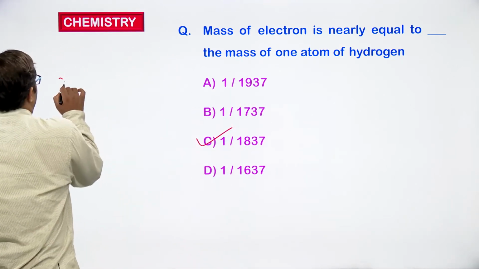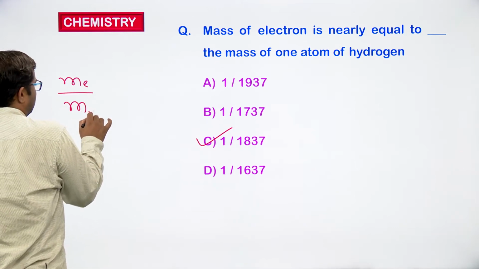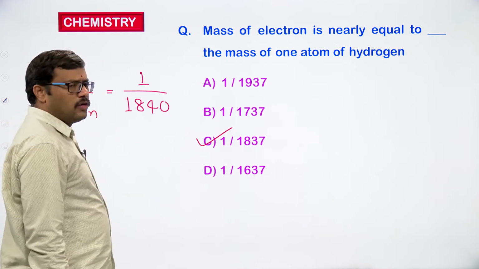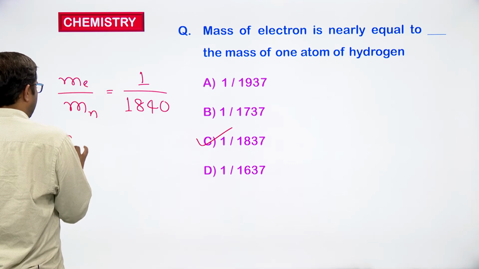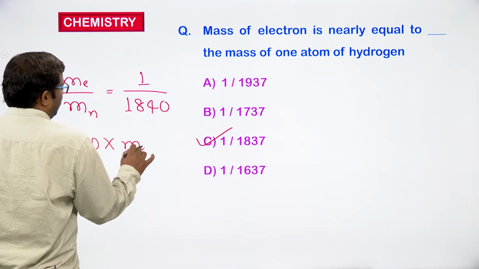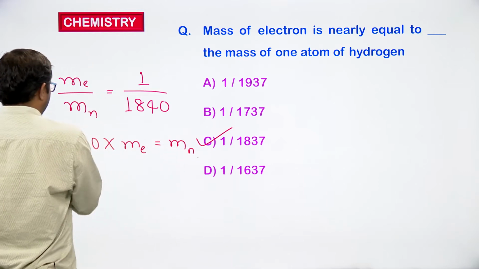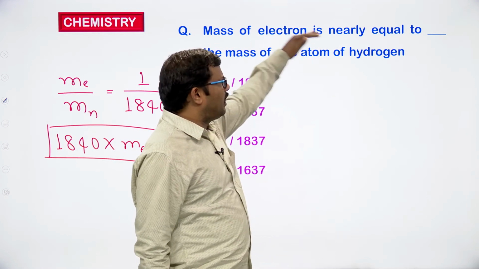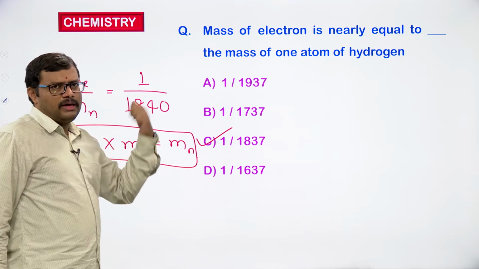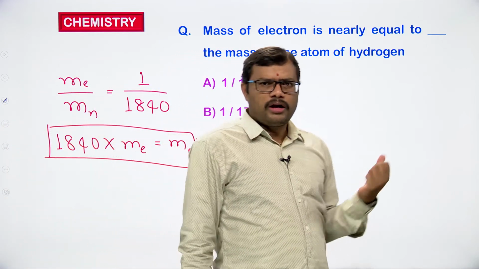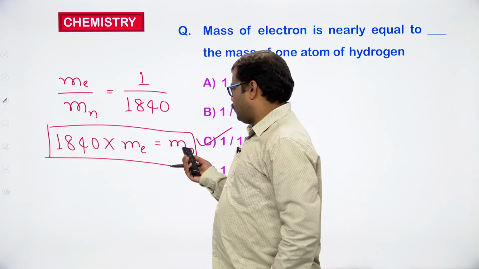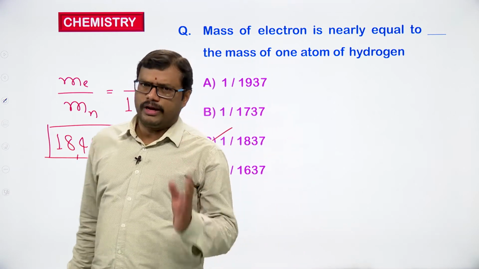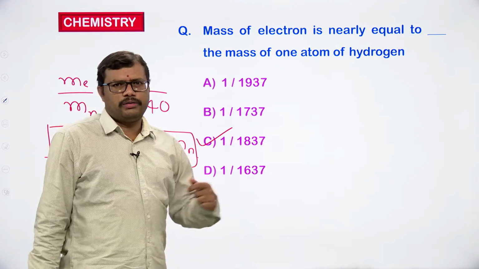Similarly, if we calculate the mass of electron to the mass of neutron, this will be 1 by 1840. Otherwise we can take it as 1840 into mass of electron will be equal to mass of neutron. So, this is the value that we can expect for neutron. In this case they are asking about electron and proton, but you can also calculate the same way for the mass relation between electron and neutron. In that case, mass of neutron will be 1840 times the mass of electron. These values are very important as far as competitive examinations are concerned.